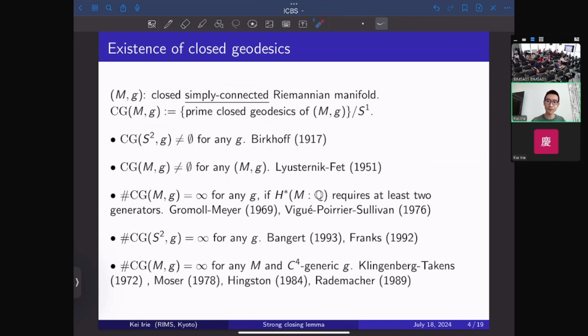And for the three-sphere, for example, the existence of infinitely many closed geodesics for any metric is still an open problem. However, for generic metrics, the existence of infinitely many closed geodesics for any manifold with a C^4 generic metric was established in the 80s by a combination of results of Klingenberg, Takens, Moser, Hingston, and Rademacher. This last result holds in any dimension.